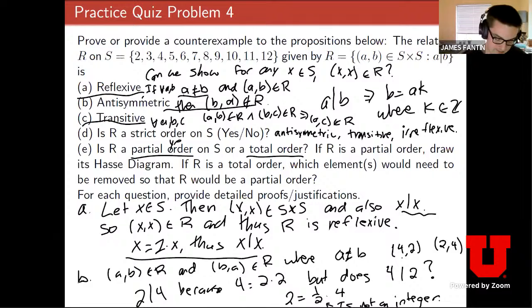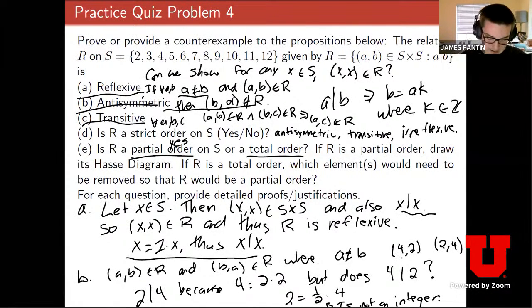Yes. It's reflexive, antisymmetric, and transitive, because those are the first three properties that we proved. So it definitely meets the definition of partial order. And then remember, total order is a little bit more involved to prove. We'll go over that. And then since it's a partial order, we'll need to draw the Hasse diagram.